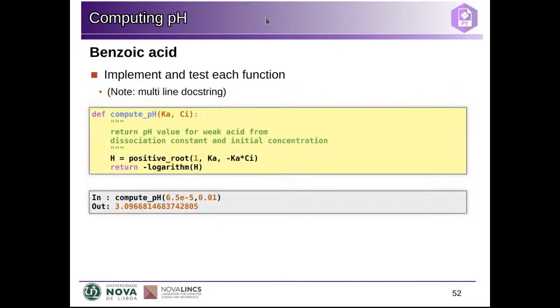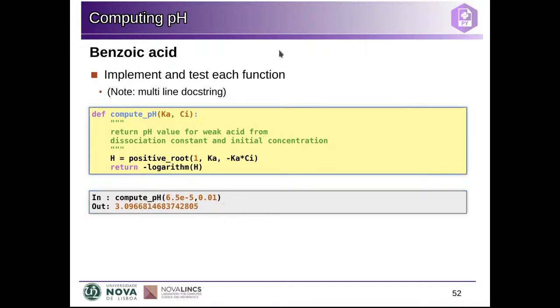And now we can bring everything together. So we can create our function to compute pH. We have a multi-line docstring here, so we start with 3 and finish with 3 quote marks. This is for the help. And now we get the positive root of this expression based on the dissociation constant and initial concentration to get the concentration of H plus, and then we return minus the logarithm of H. Okay, so we compute pH and we get the result. We are testing our function.